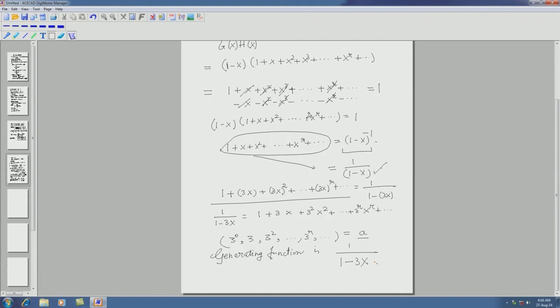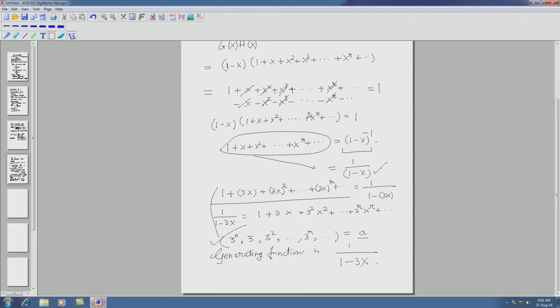Thus, we have seen how to get a generating function of a discrete numeric function in its closed form. Suppose we were given this discrete numeric function, then we could have written this expression as generating function, and by using the rules that we have derived already, we could have come up to this.